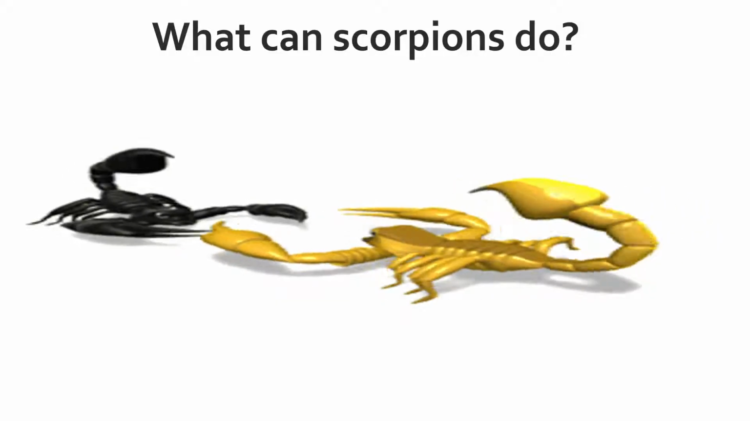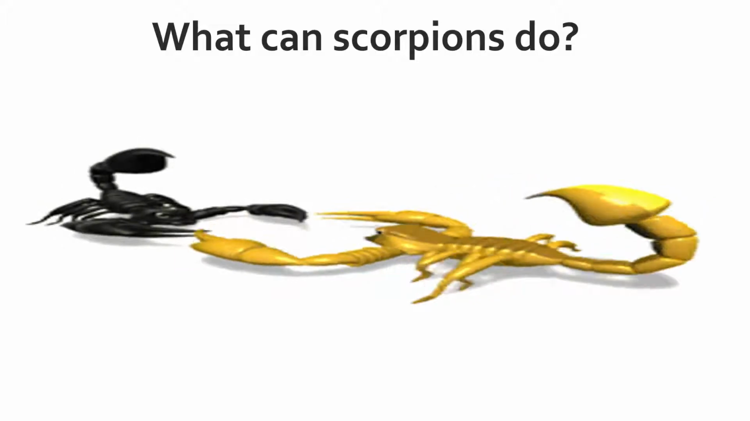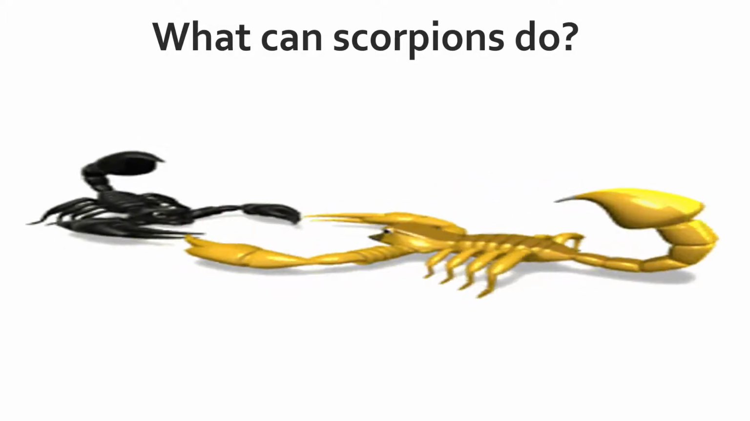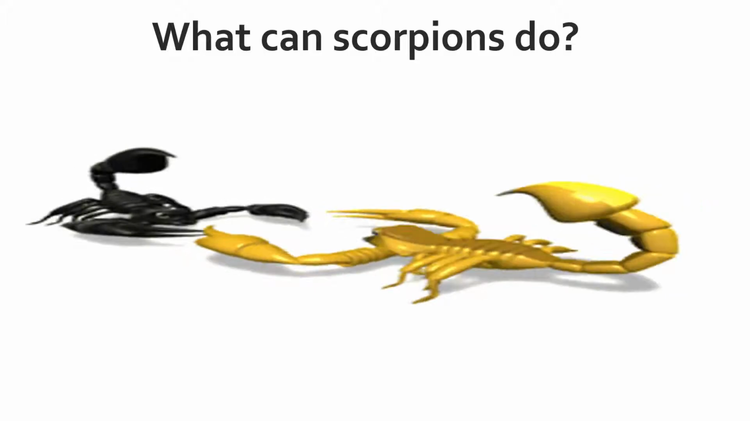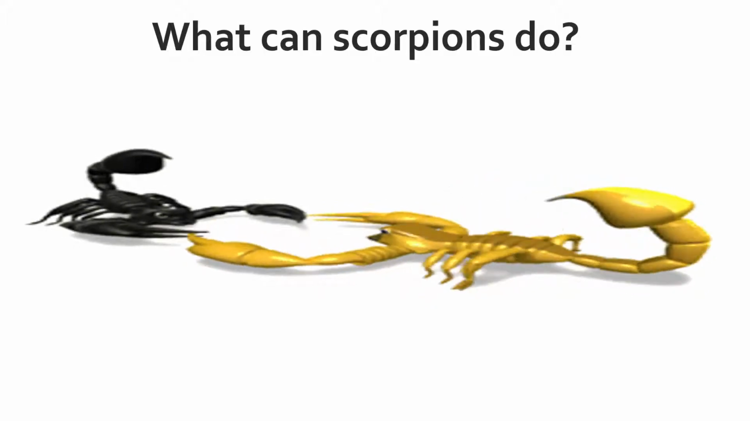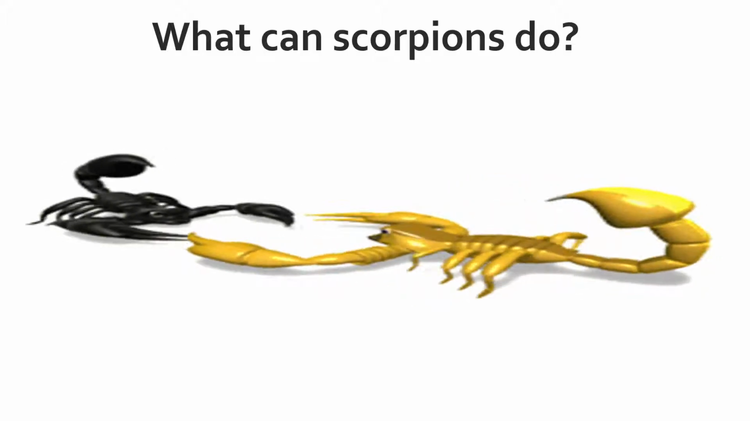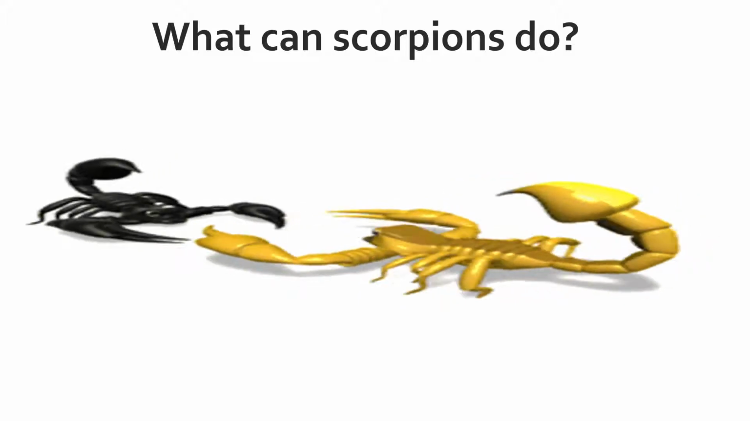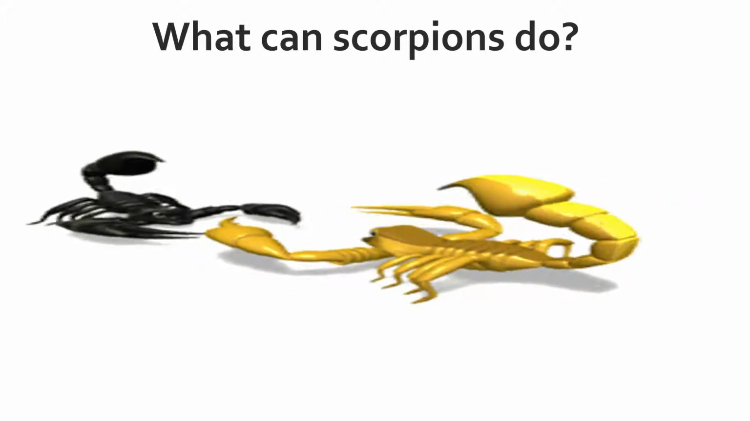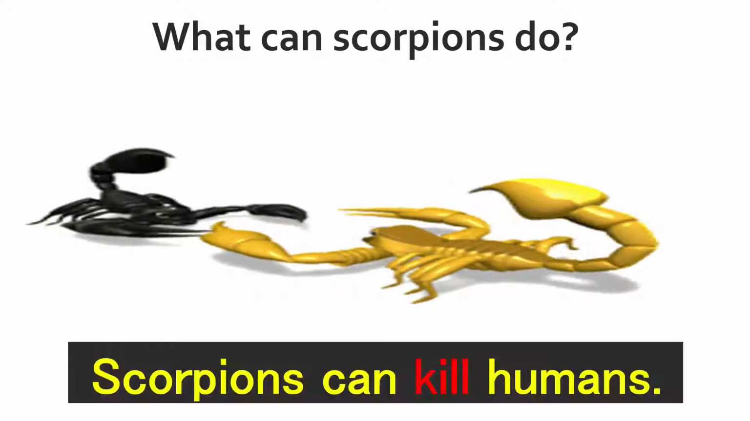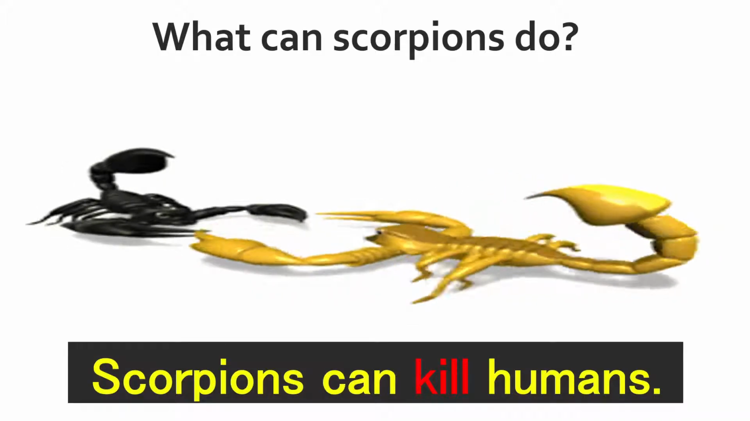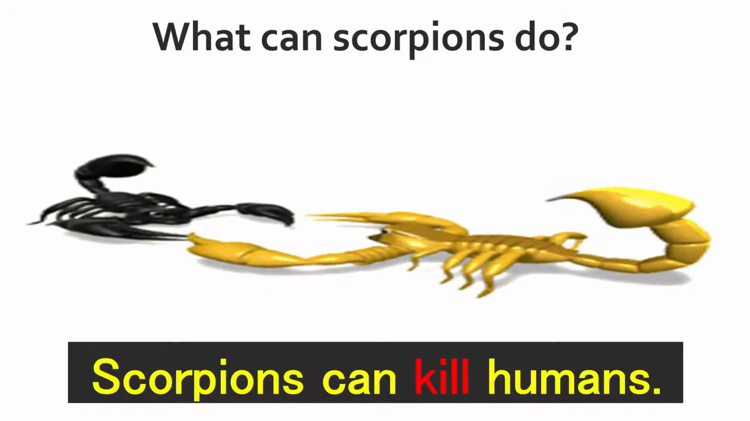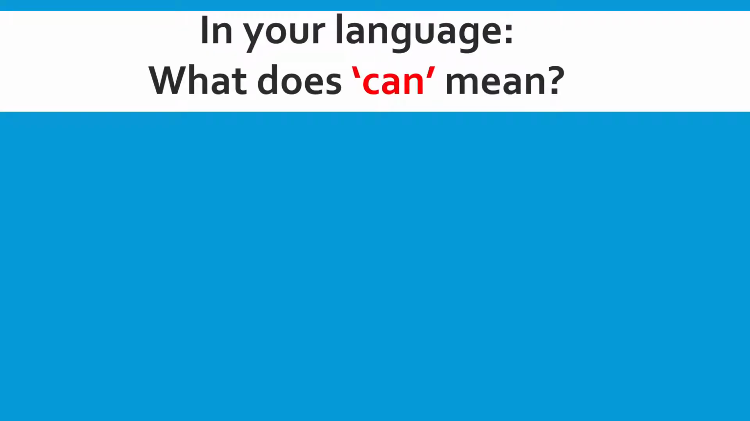Next, what can scorpions do? In the previous lesson, we also learned that the smaller a scorpion is, the more poisonous the scorpion is. Hence, when we say scorpions tend to be poisonous, scorpions can kill animals.